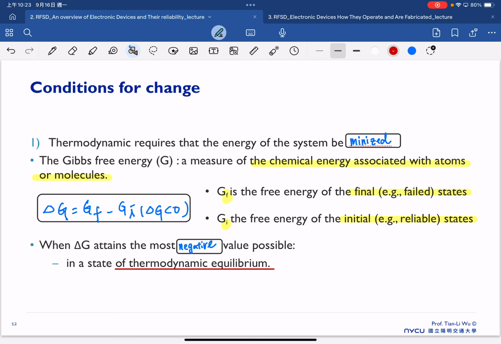This is important because later on we can use this concept of Gibbs free energy to understand why, no matter what kind of material, whether it's related to semiconductors or human beings, or all kinds of stuff in the world, the system, in order to reach thermodynamic equilibrium, always shows that things will gradually change from a reliable state to a failure state. This is due to the Gibbs free energy.